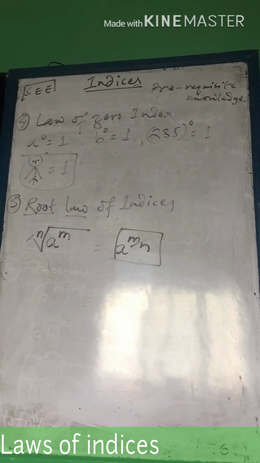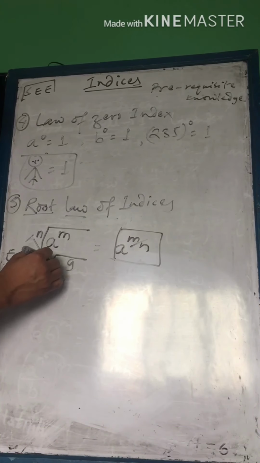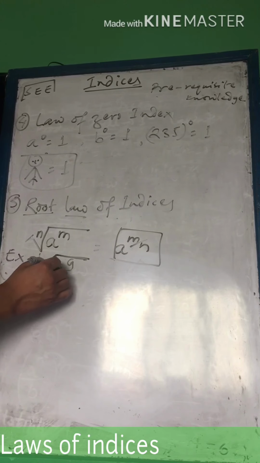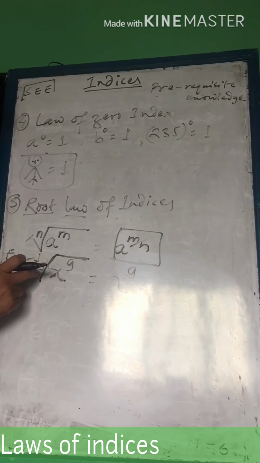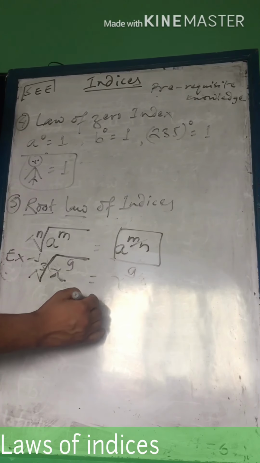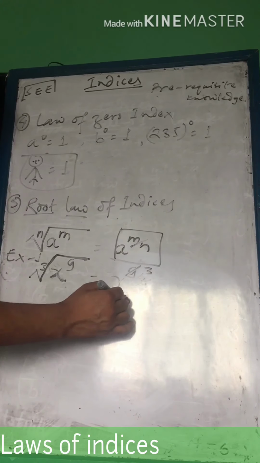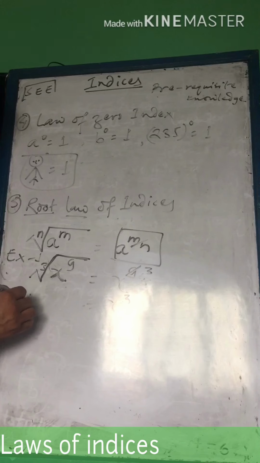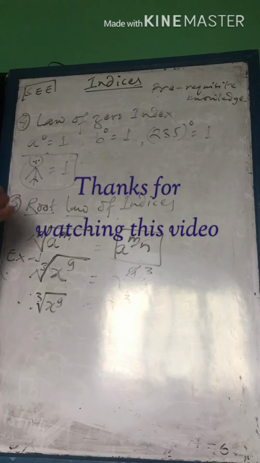Let me go through one example, if you have confusion. If the cube root of x to the power 9 is there, what will be the result? How can you find the answer? By using the root law of indices. While removing the root, what is its root? It is a cube root, 3, so divide the power by 3. That equals x to the power 9 by 3, which is x to the power 3, the required answer. So the cube root of x to the power 9 is x cubed. This is the root law of indices.